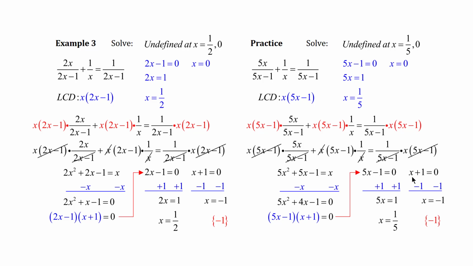Solving the second equation for x, we subtract 1 from both sides. The result is x equals -1. Now we only have one solution because the rational equation is undefined at x equals 1 over 5. So our final answer is written in set notation. We have a set of curly brackets and -1 on the inside.